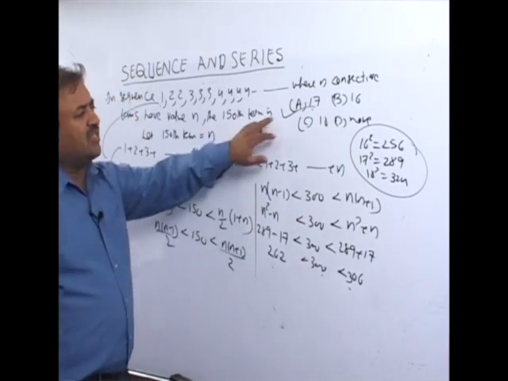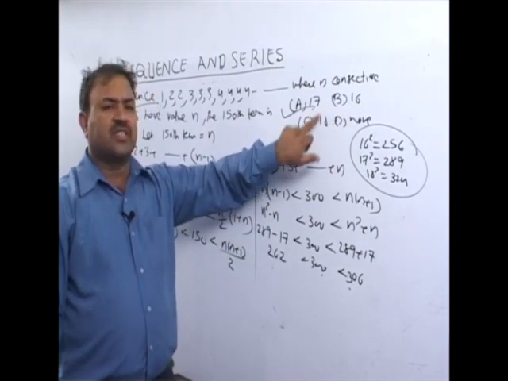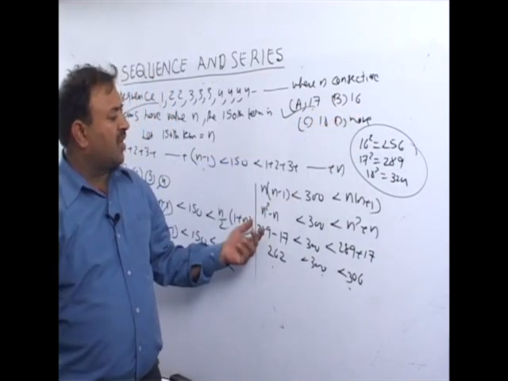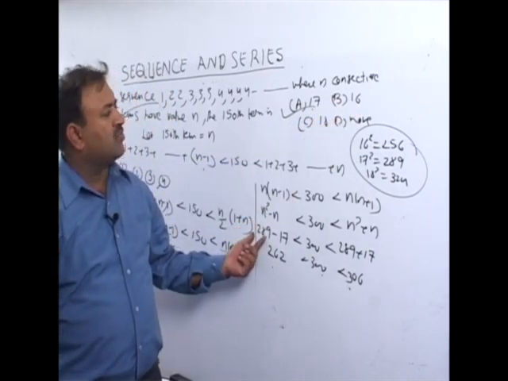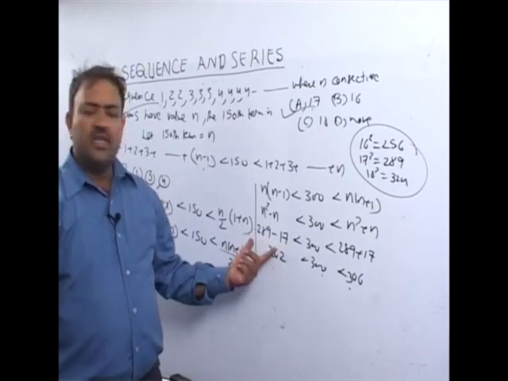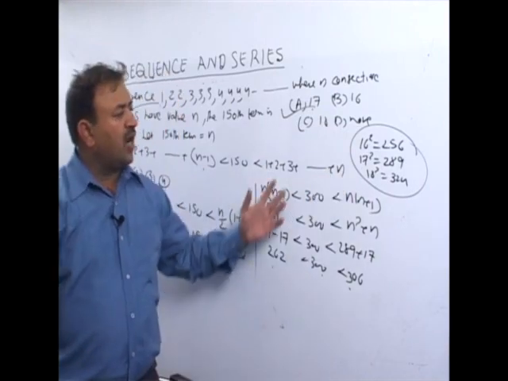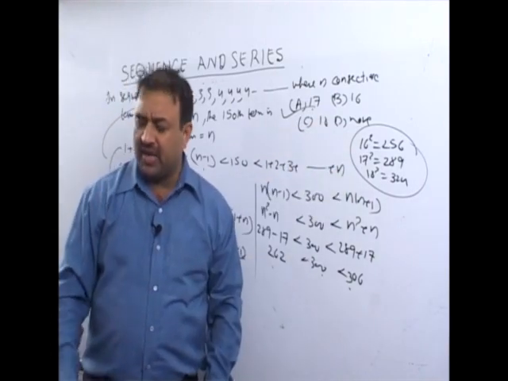Now the best thing is we can check it out: 16 square, 17 square, 18 square. Here, suppose we put 16 square and 18 square and see. 18 square is already 324, minus 18, this will not satisfy it. In the same way, 16 will also not satisfy it. So the right option comes out to be 17.